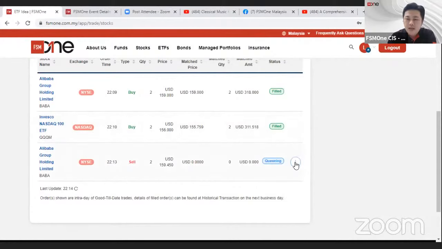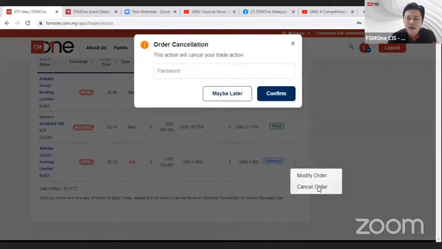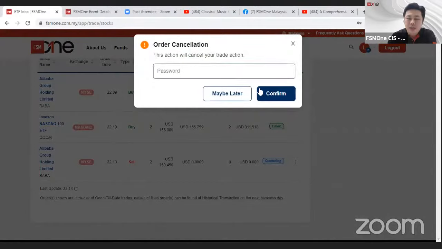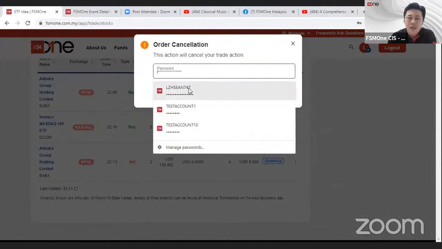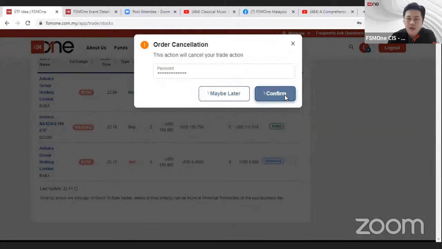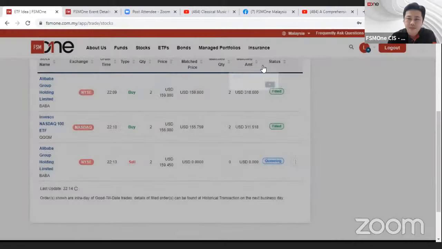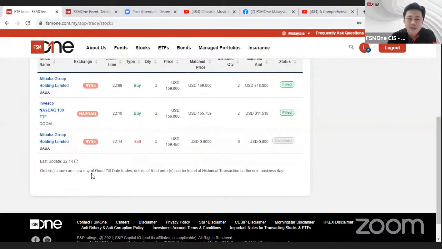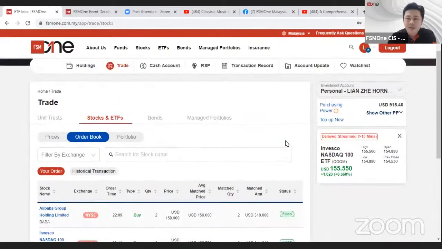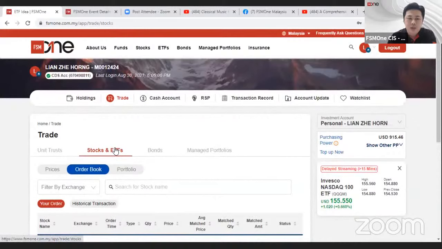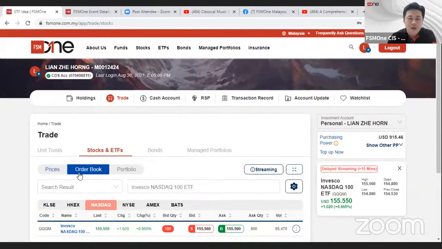And then if I do not want to sell this particular stock, I can just cancel the order. When you cancel the order, you will just need to key in your password and click confirm. Then the order will cancel immediately. So basically, this is how it works when you place an order.